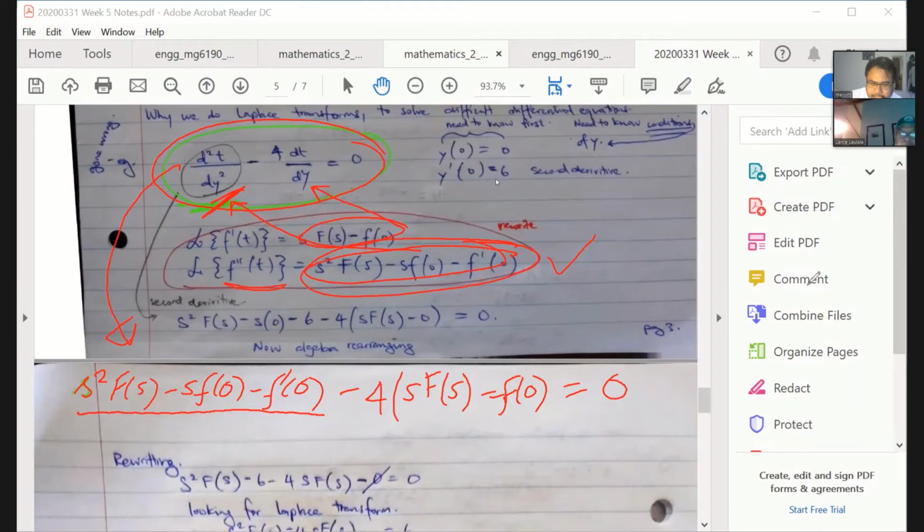Minus 4 times. Now I put in the Laplace of the first derivative, this thing here, is this thing here. So I'm putting it right here. So all I'm doing is replacing the second derivative and the first derivative by their Laplaces. Yeah? There's nothing new. All I'm doing is substituting.